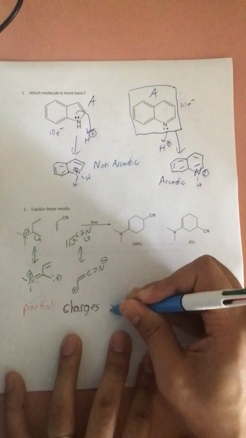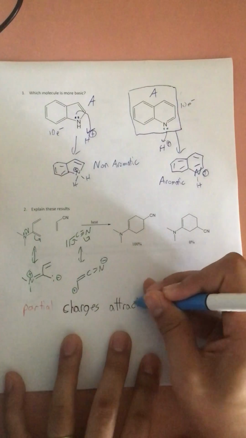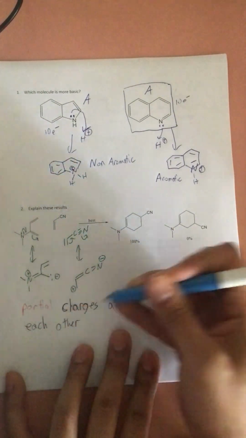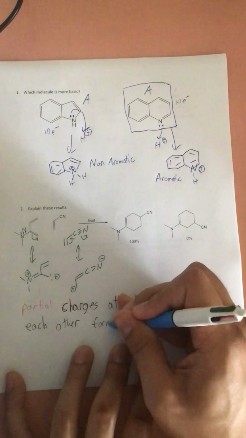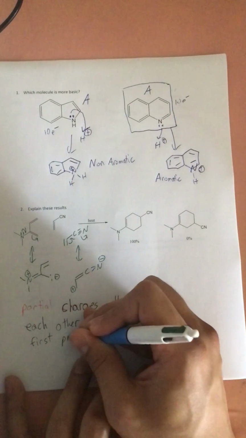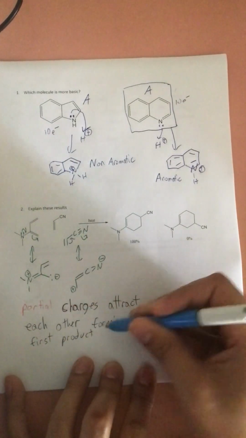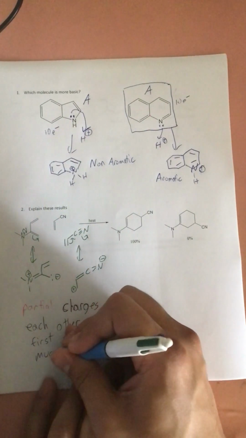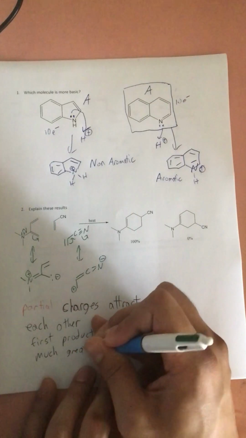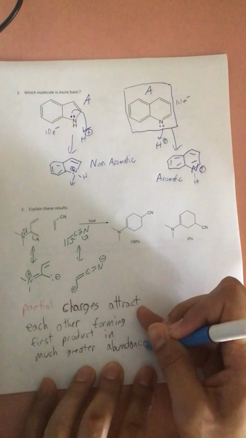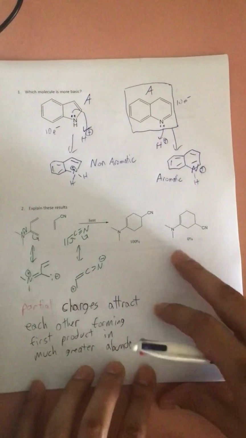Charges attract each other, forming first product in much greater abundance. Right, something like that. So that's how I explain problem 2.